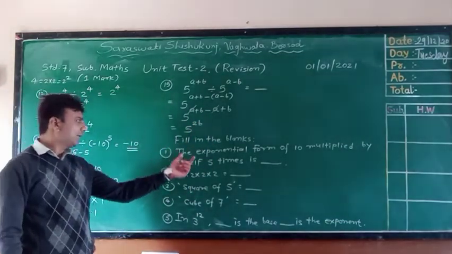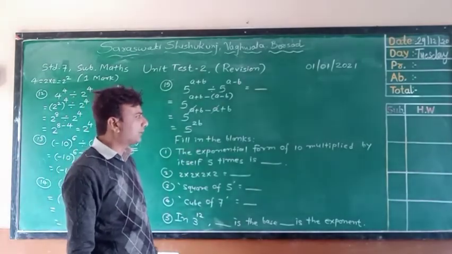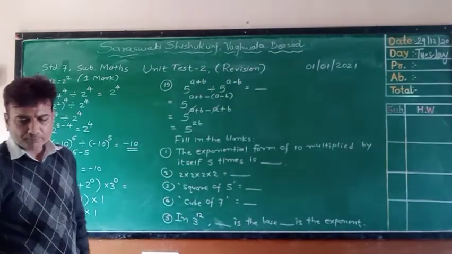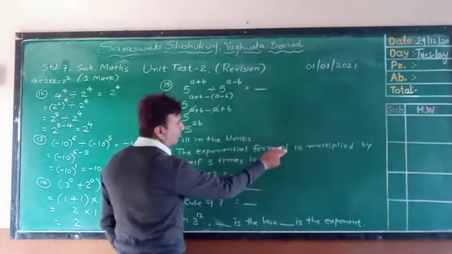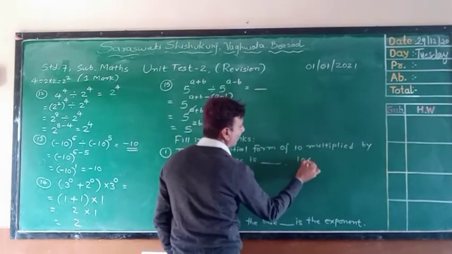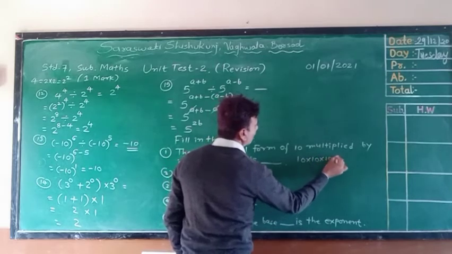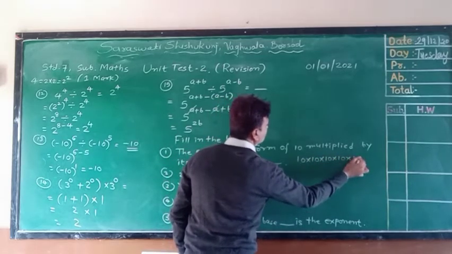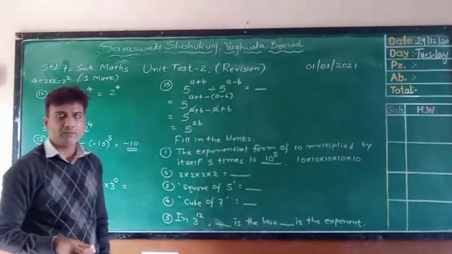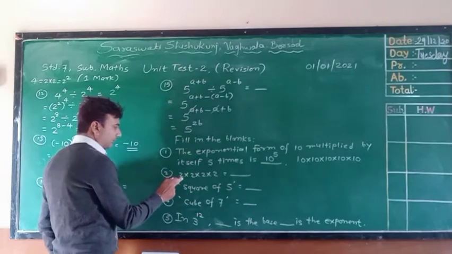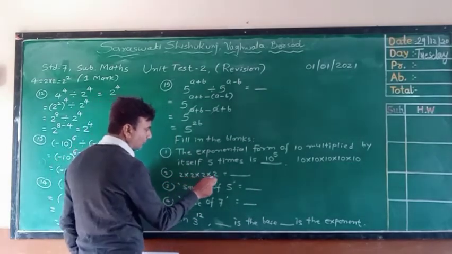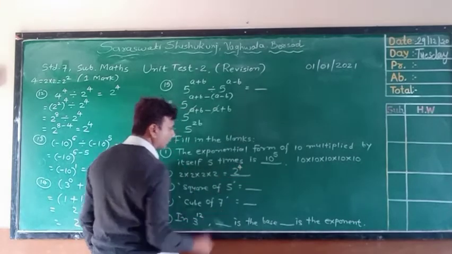Now next, fill in the blanks. Number 1, the exponential form of 10 multiplied by itself 5 times. So the exponential form of 10 multiplied by itself 5 times means 10 to the 5: 1 2 3 4 5. So 5 times. In exponential form we can write this as 10 raised to 5. Here 2 multiply 2 multiply 2 multiply 2. How many times did 2 come here? 1 2 3 4. So we can write 2 raised to 4.